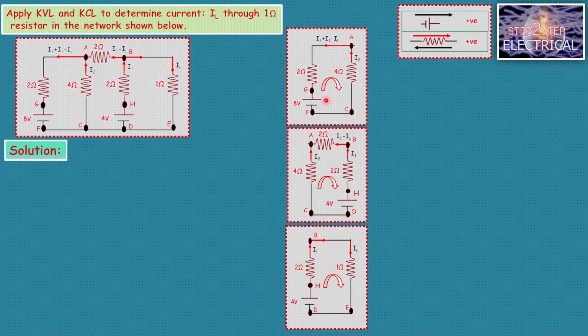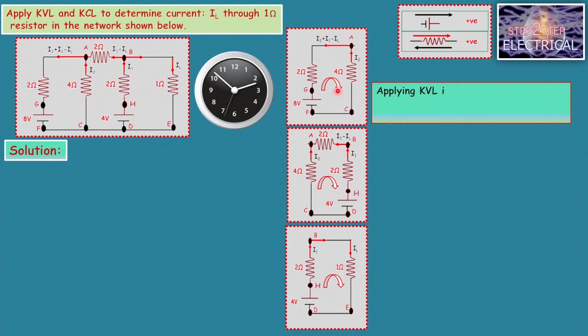First of all, we will write the KVL equation for this first loop. Applying KVL in loop A, C, F, G, A. Here 8 volt is positive, because we are moving from the negative to the positive terminal. The direction of the assumed current through this resistor is anti-clockwise, but the direction of movement for writing KVL is clockwise. Since both directions are opposite, the potential drop is positive.